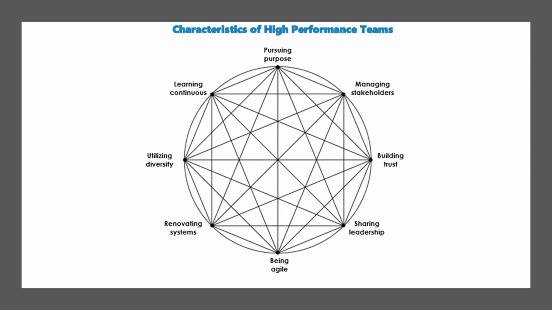So what that means, the good news is that if you work on one characteristic, it's likely to impact positively on other characteristics. By the same token, the bad news is if one of these characteristics is missing, then it's likely that your team is probably missing a couple of characteristics. For example, you'll notice that building trust is one of the characteristics.